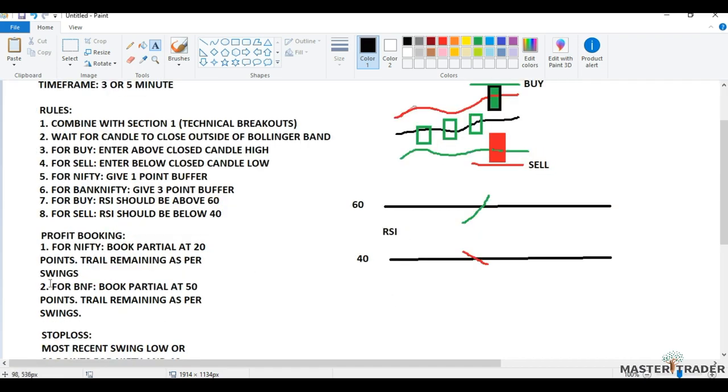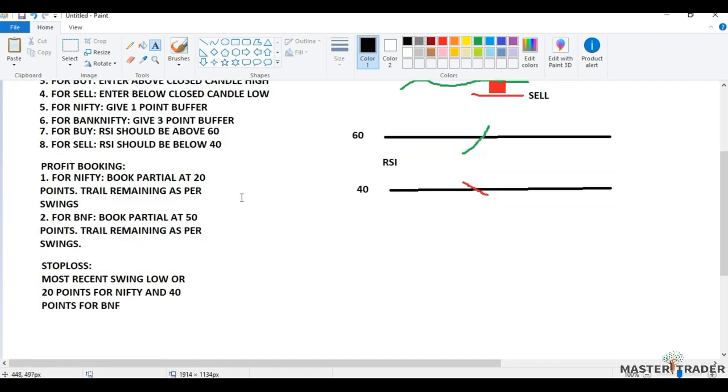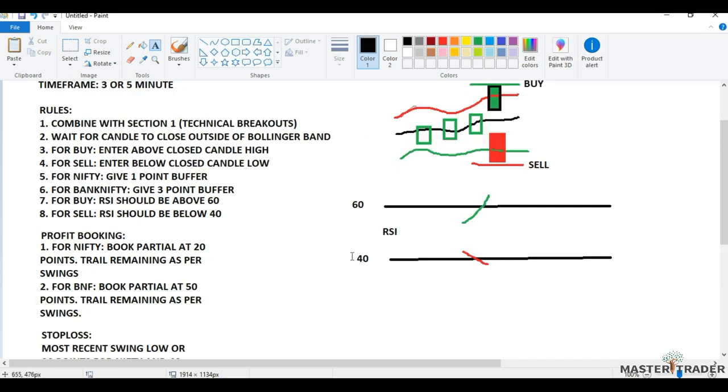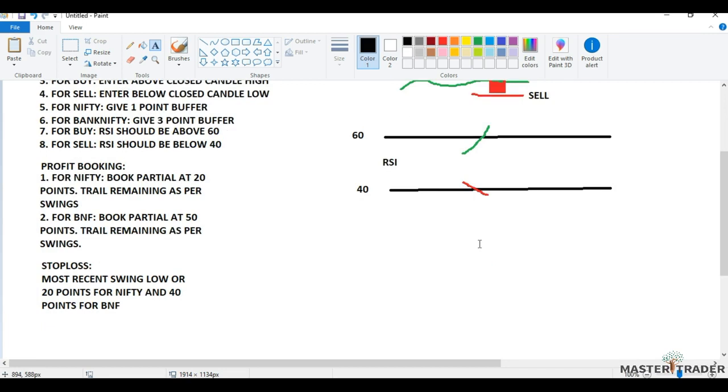Okay, now let's come to profit booking. For Nifty, I always like to play it safe, so at 20 points I book my first target. I'll book partial profits at 20 points, and then I will keep trailing the remaining. So let's say if I'm trading 2 lots in Nifty or Nifty options, first I will book at 20 points of Nifty, and the second I will trail as per swing lows.